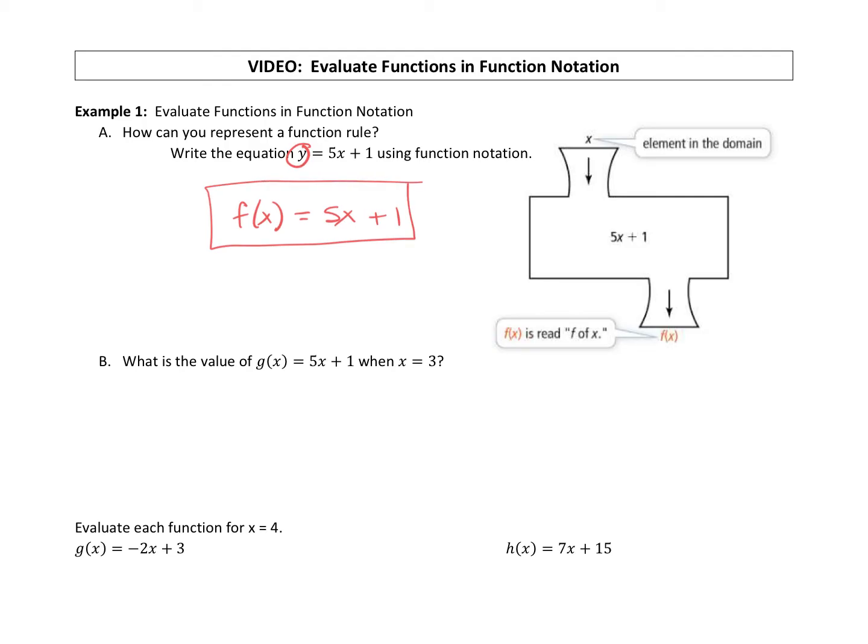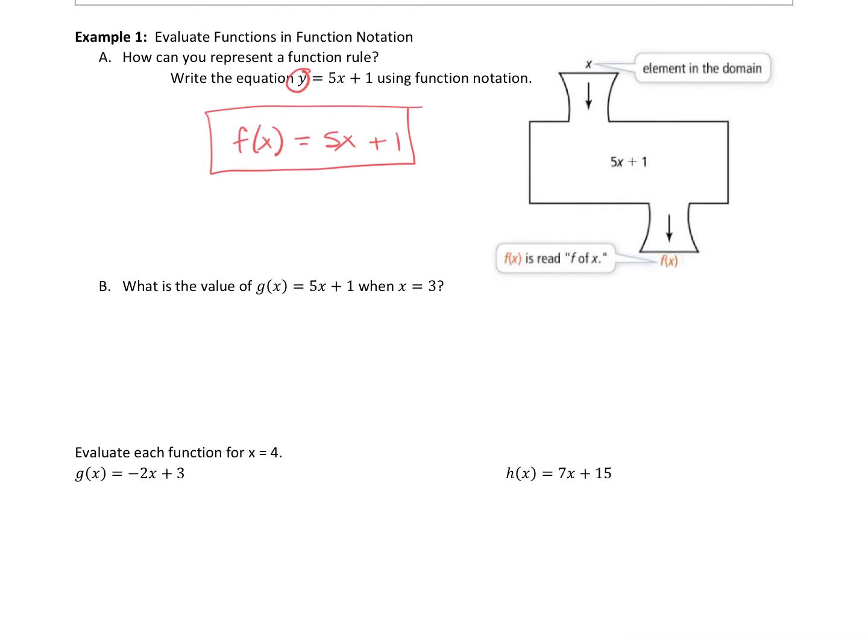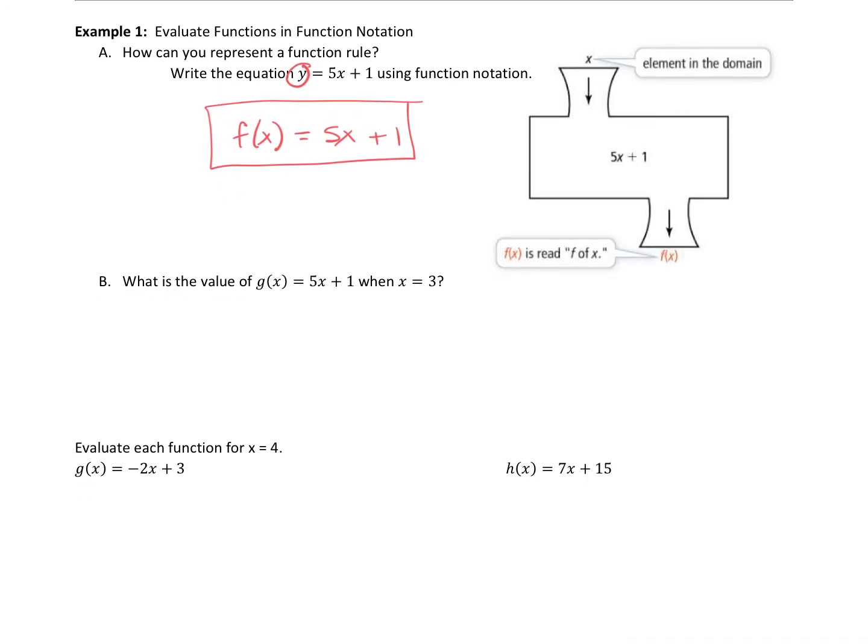We keep talking about it, but what do we do with it? So in part B, what is the value of g of x equals 5x plus 1? Again, up here we have an f, here we have a g. That doesn't have any meaning. It's just our f function and our g function. It's kind of a labeling system, really. This is read as g of x equals 5x plus 1 when x equals 3.